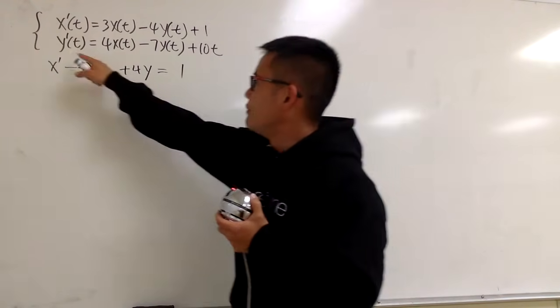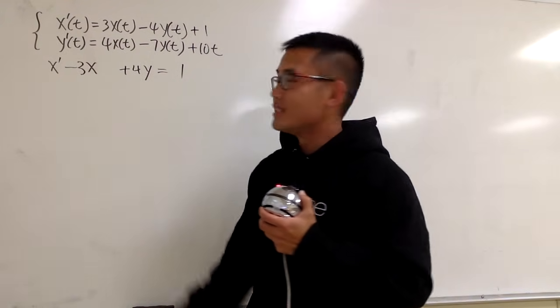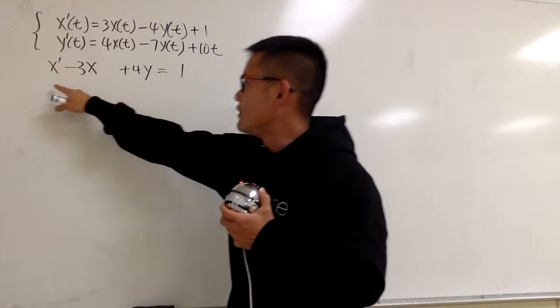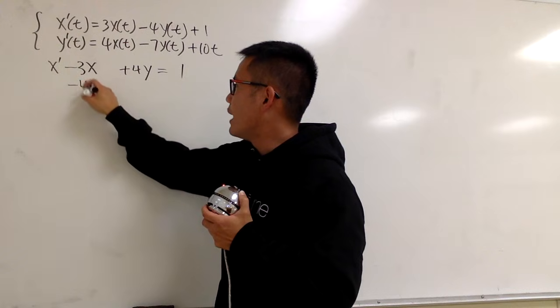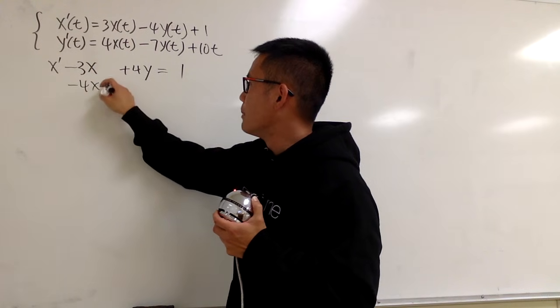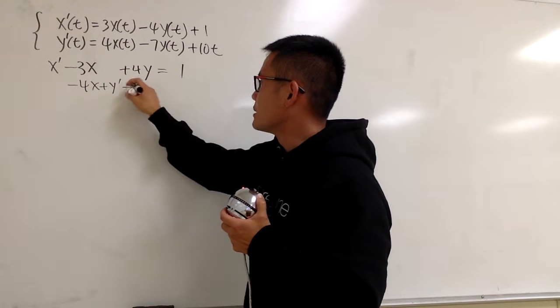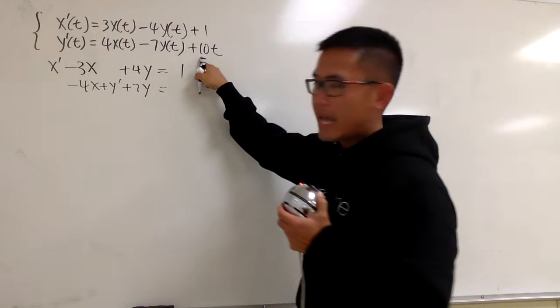Next, we have this equation. And once again, we want to have the x prime go first. But we don't have any x prime. Well, let's leave a space. Let me move this to the other side, so it becomes negative 4x. And then we do have the y prime, so I will just put this down right here, plus y prime. And then I will move this to the other side, so it becomes plus 7y. And this is equal to 10t.